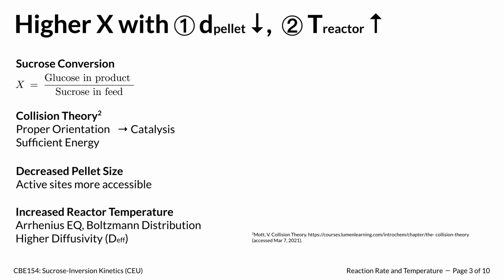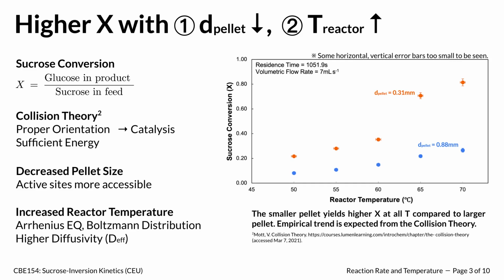Also, as temperature increases, effective diffusivity increases and allows more reactant particles to reach active sites inside the pellet and overcome the energy barrier to react. Information on the effective diffusivity is provided in the appendix. Data collected from our experiment agrees with our theory from collision theory, as using smaller pellets yielded a higher conversion compared to that of larger pellets.